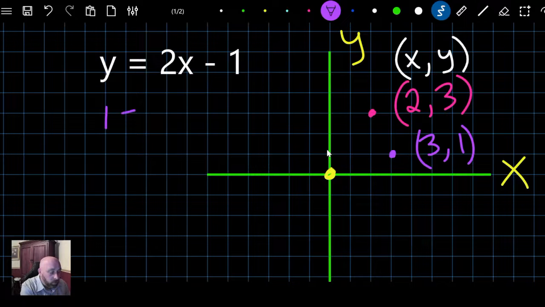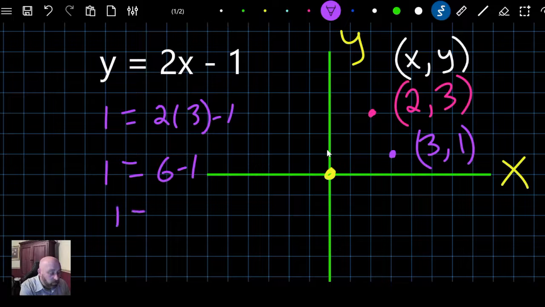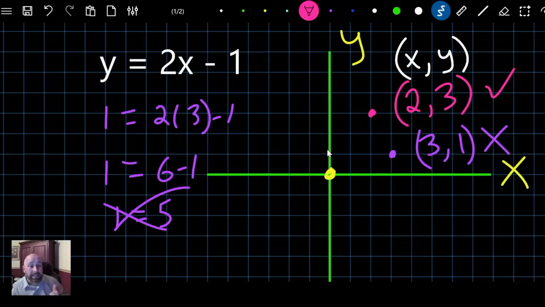So we're going to get 1 equals 2 times 3 minus 1. Solve it out. 1 equals, that would be 6 minus 1. 1 equals 5. 1 does not equal 5. So this is not on the line. The pink one, yes, on the line. The purple one, no, not on the line.